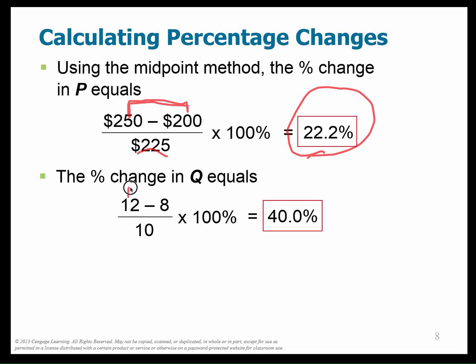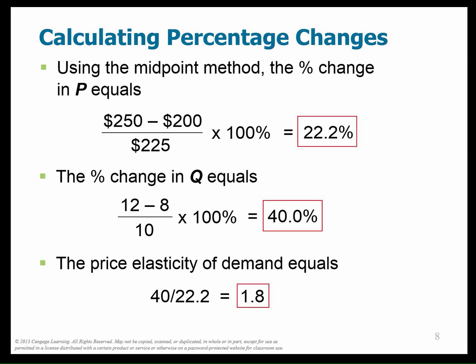The change in quantity, it changes from 12 to 8, and the midpoint, the number in between 12 and 8, is 10 right here. So then we have a change in quantity of 40%. Remember, the elasticity is just the change in Q divided by the change in price, so that gives us 1.8.